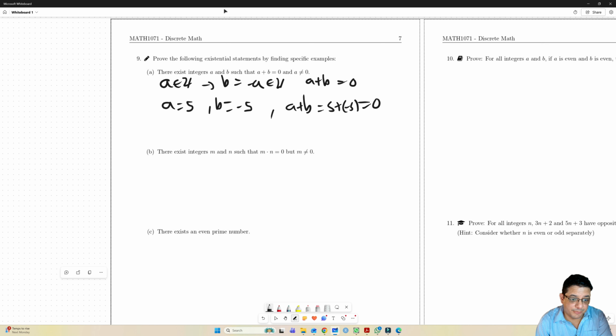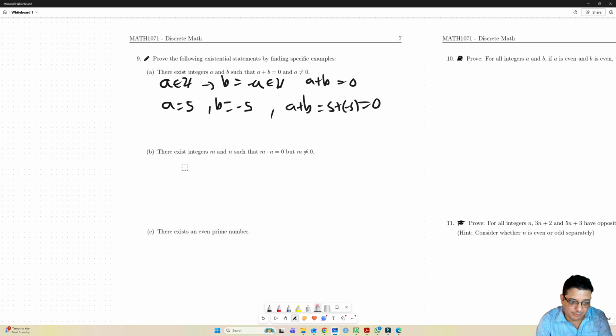Now, do we have integers such that m times n equals 0, but m different from 0? Sure. The only condition that we have here is that m is different from 0, not that n is different from 0. So we can try, let's say, m equals 3, and we're going to go with n equals 0. So if we have 3 times 0, that's 0. And this works. There's an integer m that makes this work.